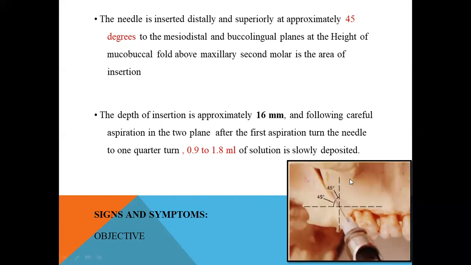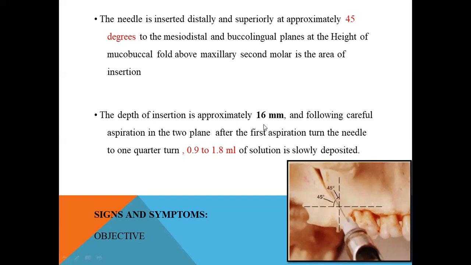This is a pictorial representation. You can correlate the sentence and the picture. You have to insert the needle distally and superiorly at 45-degree angulation, in the mesiodistal and buccolingual planes, at the height of the mucobuccal fold of the maxillary second molar.